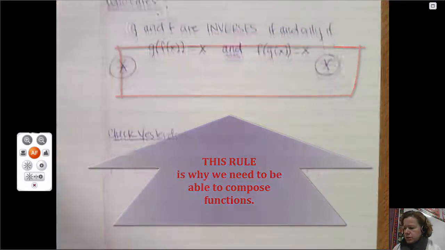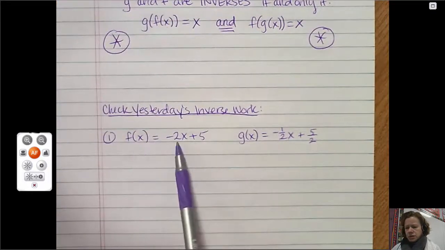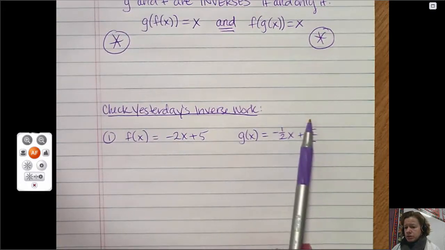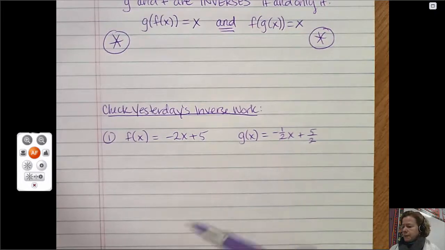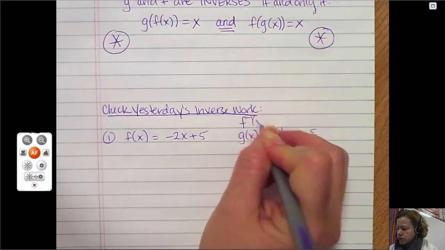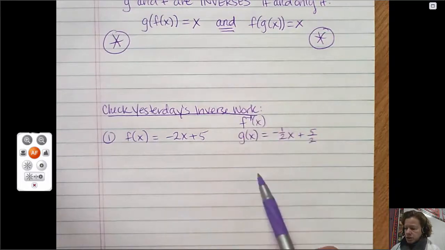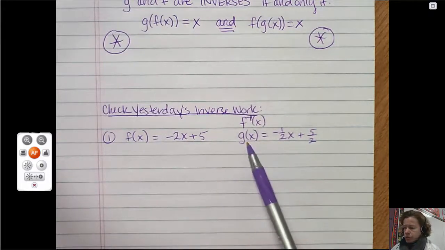So yesterday we had a function, f of x equals -2x plus 5, and we did some algebra on it, and we found that its inverse was -1/2 x plus 5/2. Yesterday we called that inverse f inverse of x, and that's absolutely correct, and that's best. But just for the sake of composition, I renamed it g, but it's the same function.